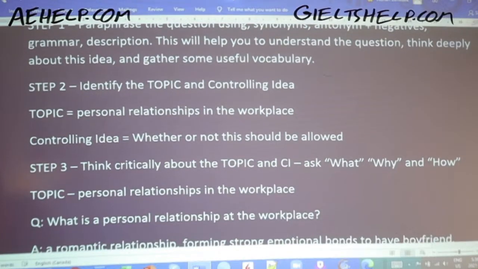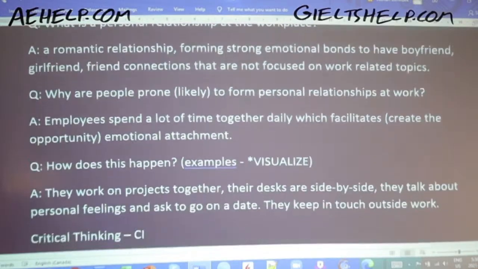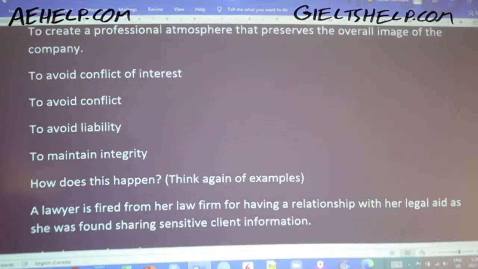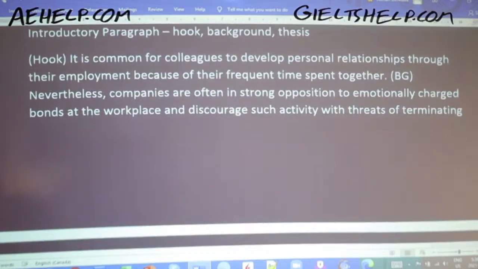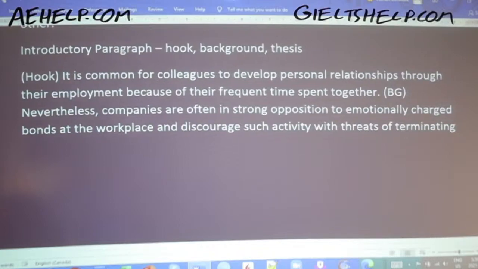So we did a good job of identifying the topic and controlling ideas. We really went deep into the critical thinking of what, why, and how for each. And then finally, we came up with an effective Band 9 introductory paragraph that reads like this.